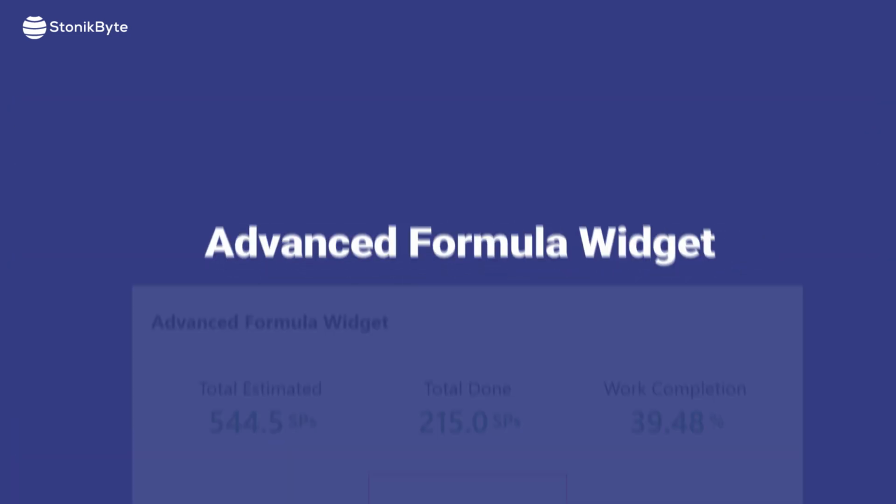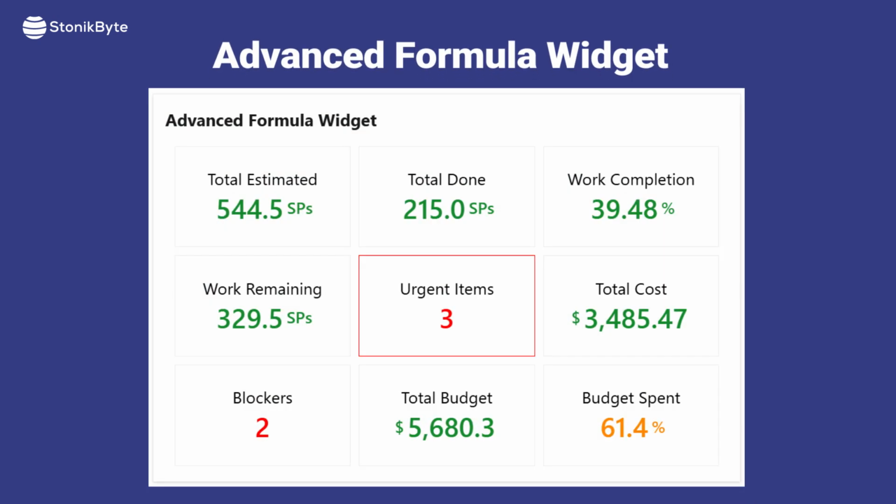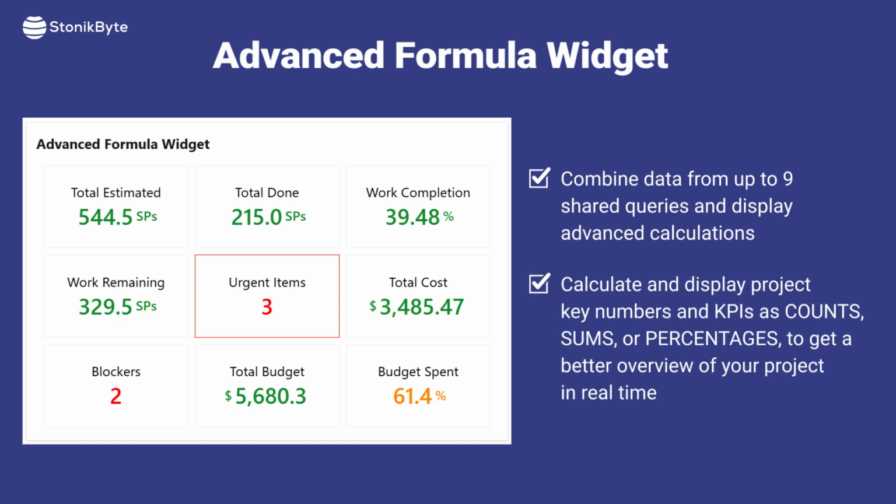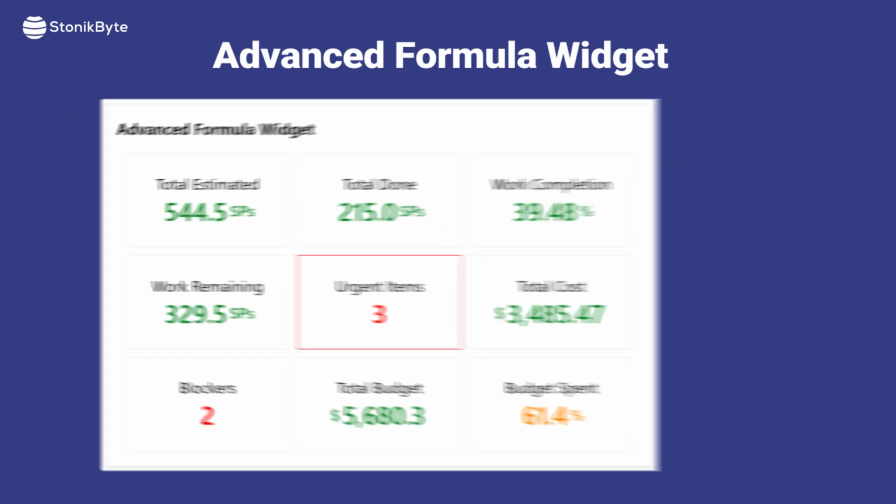The Advanced Formula Widget displays the results of up to 9 calculations of math formulas. Compared to the Formula Widget, this widget is more complex, combining data from up to 9 shared queries and displaying more advanced calculations. You can use this widget to calculate and display project key numbers and KPIs as counts, sums, or percentages, to get a better overview of your project in real time. Now, let's see some use cases.